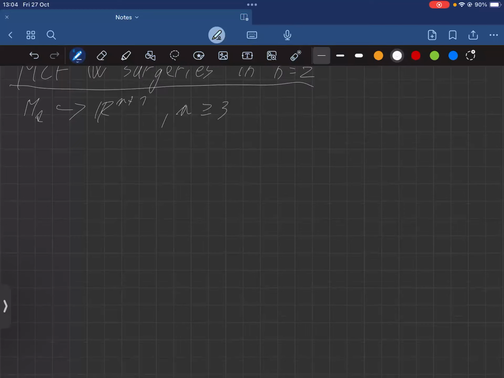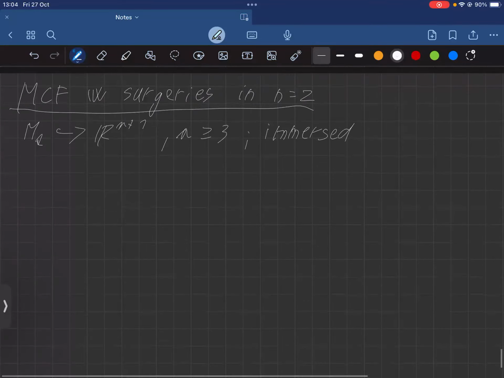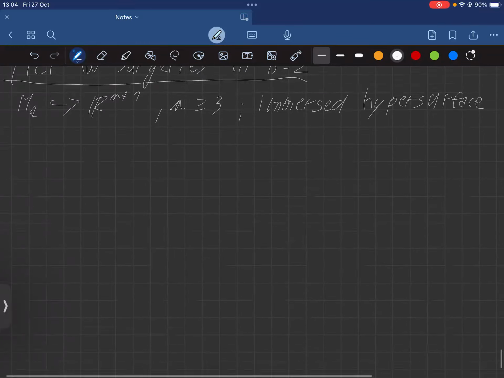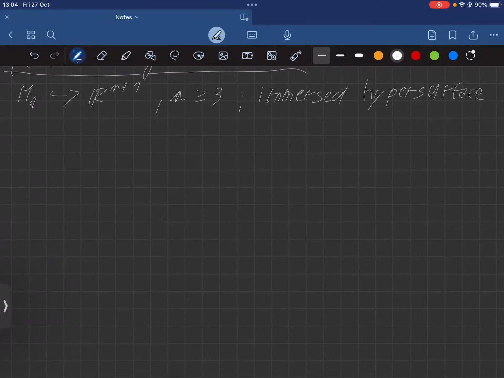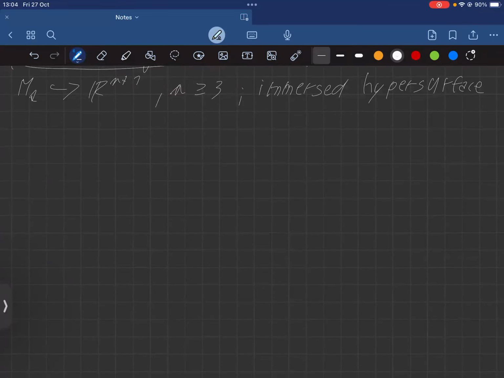I just want to quickly summarize how the argument works in the general setup for n greater than or equal to 3. So first thing I want to mention, we are dealing with immersed hypersurface, which is something that's going to be problematic for n equals 2, and we're going to need to switch to embedded. So that's, I guess, the first difference. Okay, so let me just quickly summarize how the argument works for the mean curvature flow with surgeries for n greater than or equal to 3.